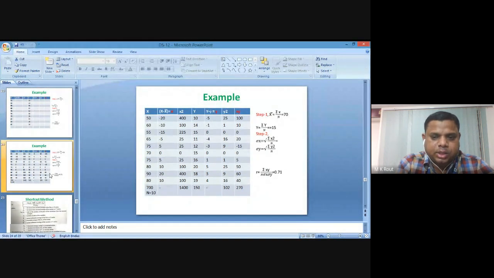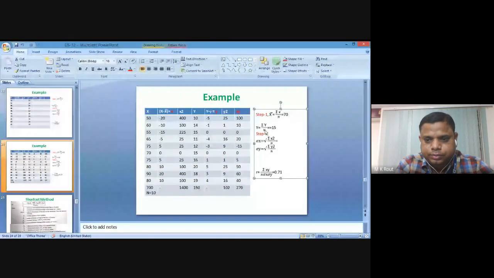Clear? Similarly, if you calculate the standard deviation of the y variable, that is the square root of sum of y square, that is 102, divided by 10. Is it clear? So what is the answer for correlation?